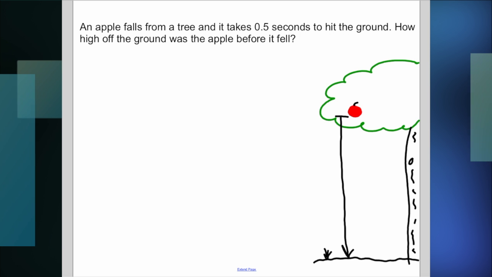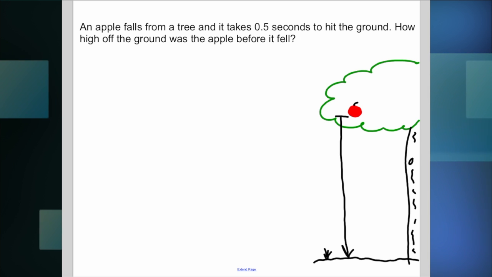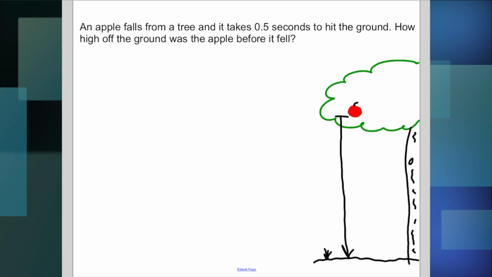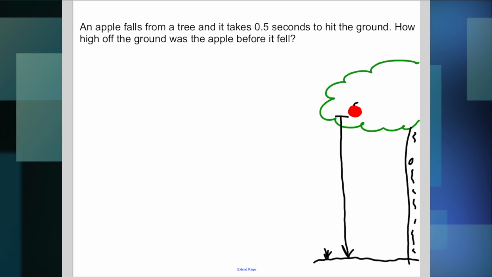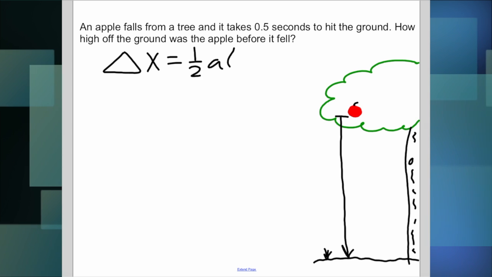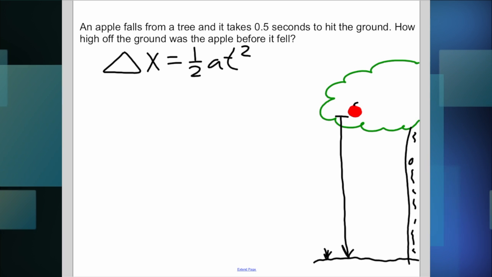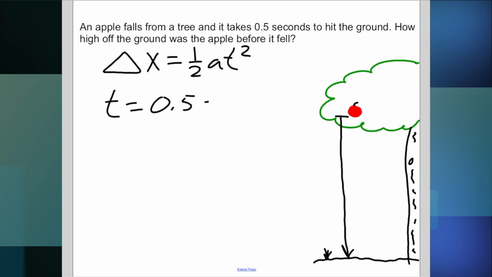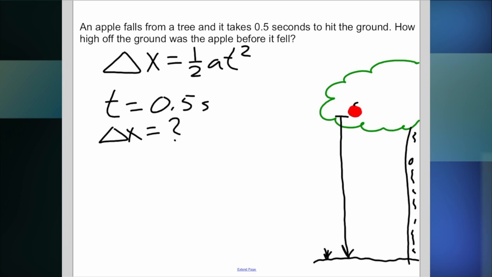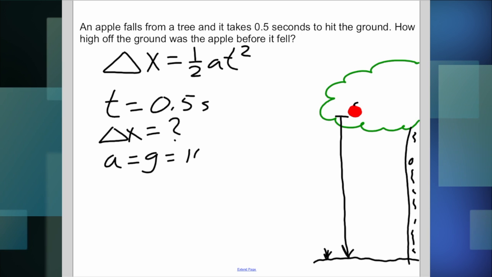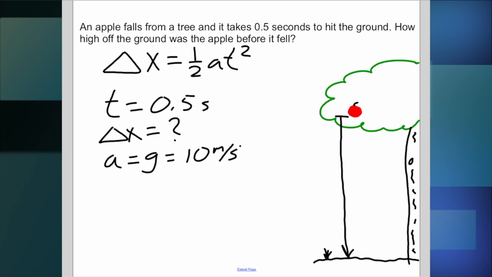Moving on to the next problem. An apple falls from a tree and it takes 0.5 seconds to hit the ground. How high off the ground was the apple before it fell? All right, so this is the same problem, just a different scenario here. So same equation, delta x equals 1/2 a t squared. And what we have in the problem is t again, which is now going to be 0.5 seconds. And we have delta x, which we don't know. And we have acceleration, which is g, which is 10 meters per second squared.